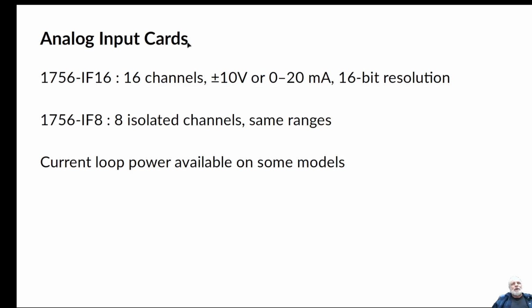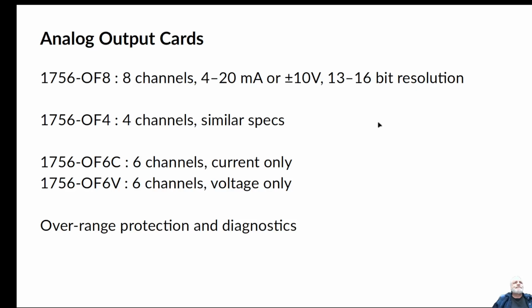The analog input cards, the ones that we have is the IF16, which means there's 16 channels, and they can either read in voltages from plus or minus 10 volts, or they can read in currents. So the difference is how you wire them up. So you'd have to look at the manual and figure out how to wire it up, whether you're doing current or voltage as far as the wiring. And they're 16-bit resolution, which is very high resolution, so they're very good cards.